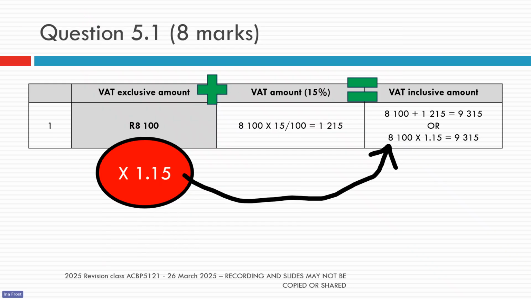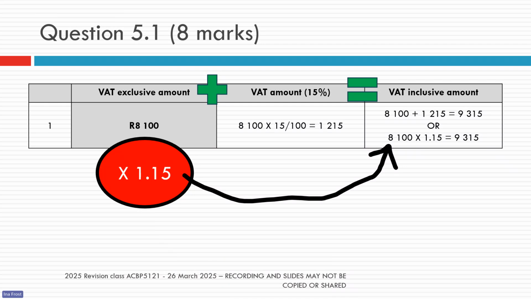So let's have a quick look then. How are we going to answer the question? Obviously the first one was the easiest one, where we gave the student the amount excluding VAT, and they now had to get to the VAT and to the VAT inclusive amount. To get to the VAT amount, they would have just multiplied with the 15%, as you can see up on my screen. And to get to the VAT inclusive amount, they could have done it in a number of different ways.